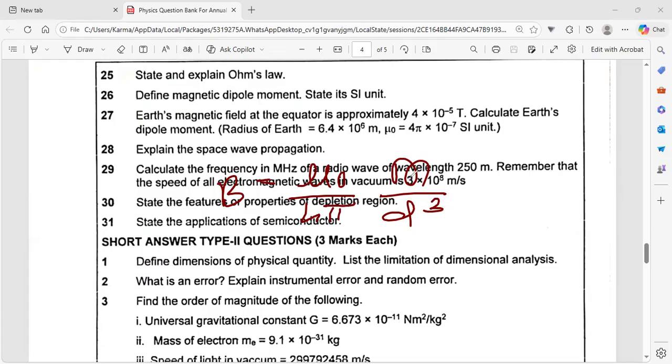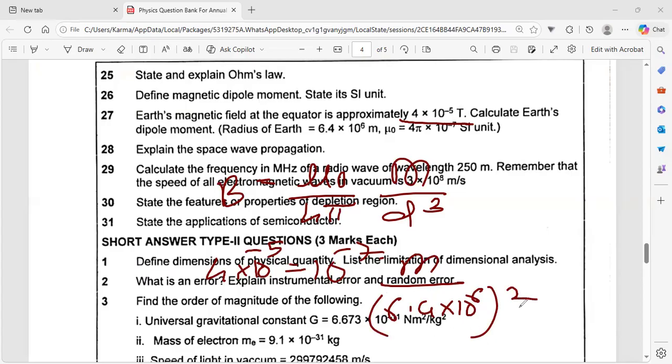One upon 4 pi epsilon 0, and this I'll take as 10 raised to minus 7. This has been given as 4 into 10 raised to minus 5 Tesla. Dipole moment needs to be found out. D, I take it more or less as R for convenience. Convenience, everywhere there is a convenience. 6.4, then this is 6 square. Then m is going to be the answer. Do the necessary calculation and have fun.